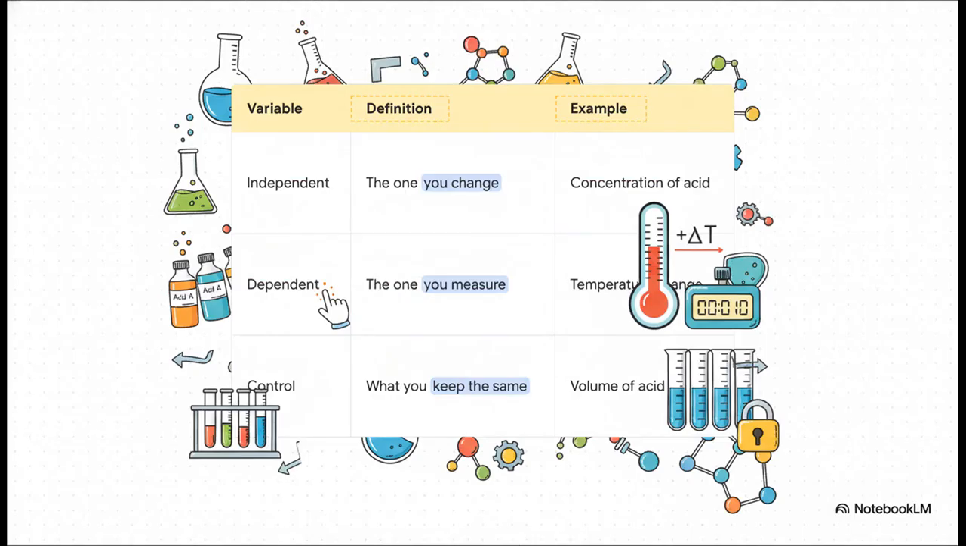Right. This table is absolutely crucial for the exam. Seriously, your independent variable is the one thing you change on purpose, like maybe trying different metals. The dependent variable is what you measure, and for this practical, it's always the temperature change. And finally, your control variables are everything you have to keep the same to make it a fair test, like the volume of the acid. You have to know these three inside out.